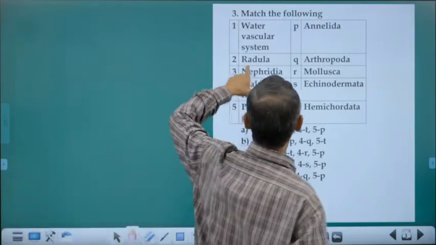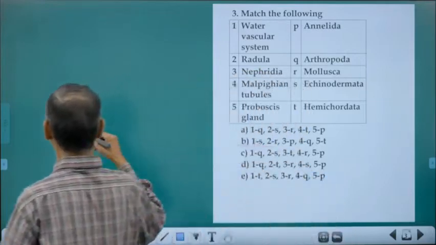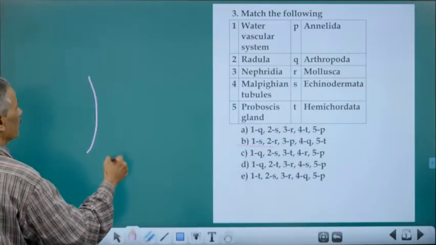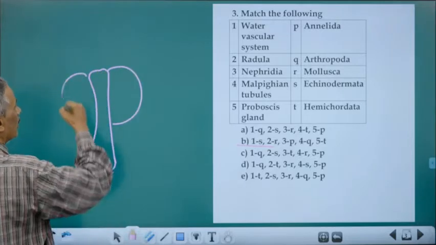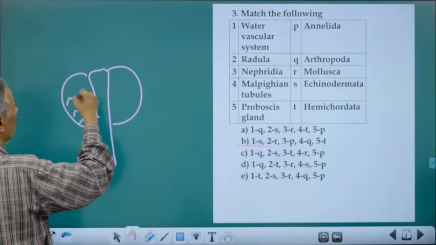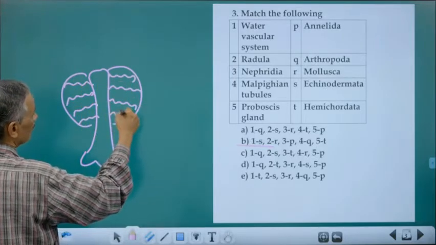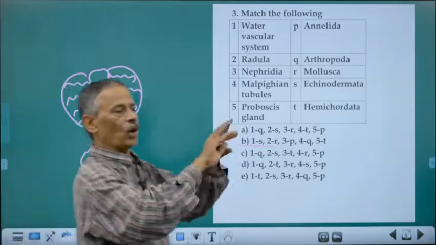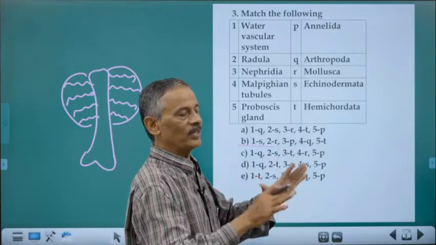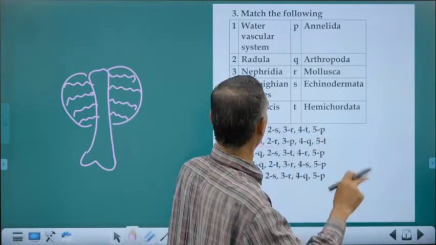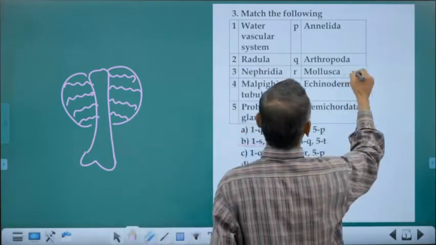Okay, now we will go. Radula. Radula is a rasping organ. What is a rasping organ? A rasping organ is a file-like structure which is having rows of teeth. Just like a file, it is used for rasping, filing the food material. That is why it is called rasping. It is characteristic of gastropoda. It is present in mollusca, gastropoda.